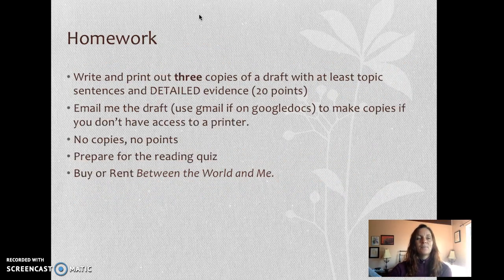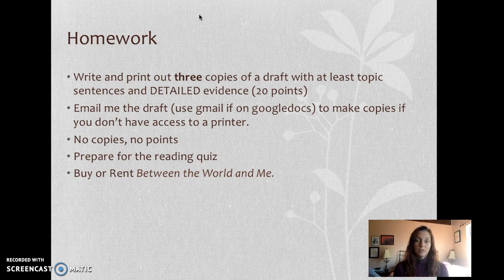Okay. And so for your homework, what you really want to do is print out 3 copies, write a draft, okay, between now and Wednesday, and print out 3 copies of it. You need to have at least, to get credit, you want it to be 3 pages if possible. If you want any credit, you have to have the topic sentences and detailed evidence written out. Okay, so you want to have that part written out. You might not have pulled your quotes yet from Steele. Hopefully you have. Try to get that done too.